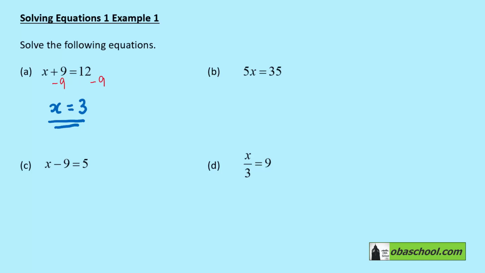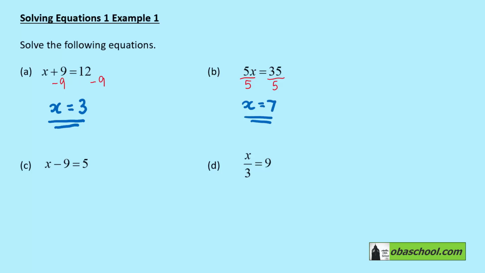Now in this case, we've got 5x, and remember that means 5 times x. 5 is multiplying x. What's the opposite process? Divide. So we divide by 5, and if we do that to that side, we have to divide the right-hand side by 5 as well. And so 5x divided by 5 gives us a single x. 35 divided by 5 is 7.